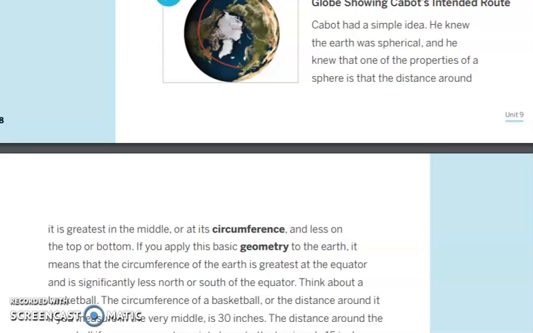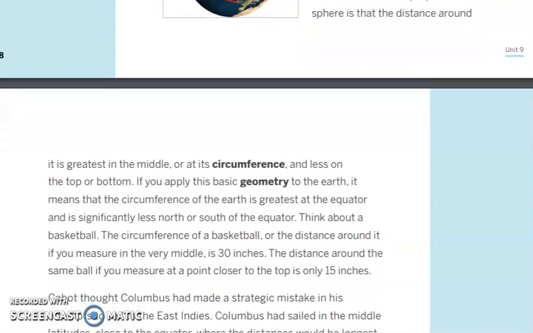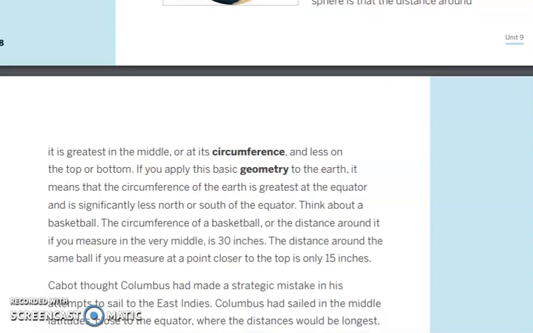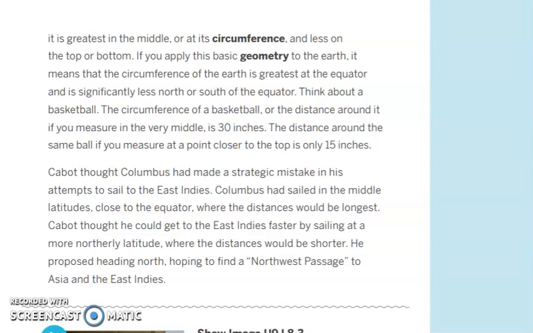Think about a basketball. A circumference of a basketball, or the distance around it if you measure the very middle, is about 30 inches. The distance around the same ball, if you measure at a point closer to the top, is only 15 inches. Cabot thought Columbus had made a strategic mistake in his attempts to sail to the East Indies.